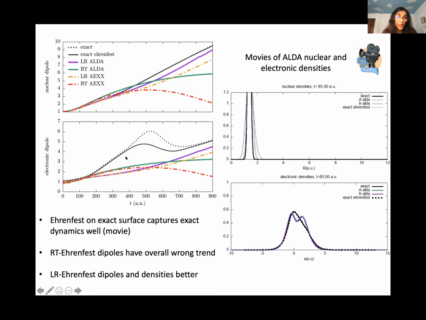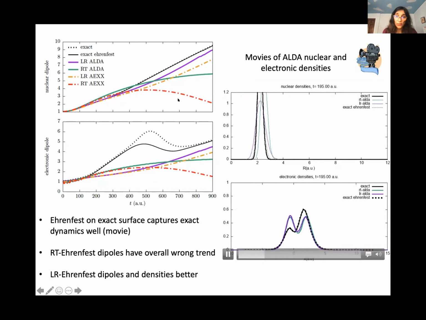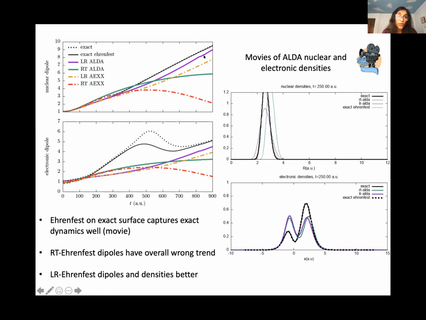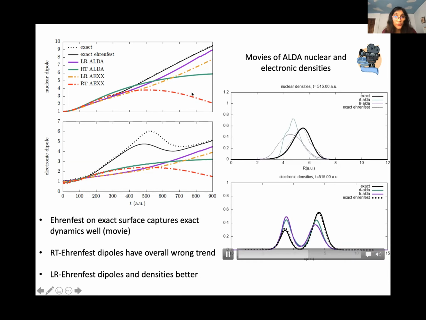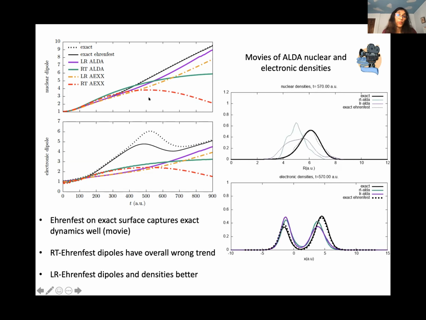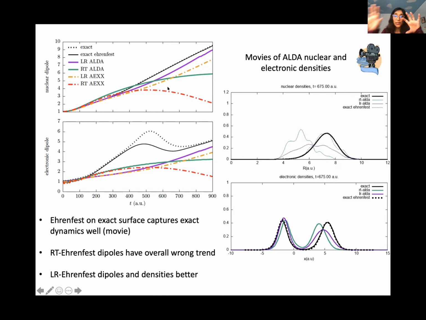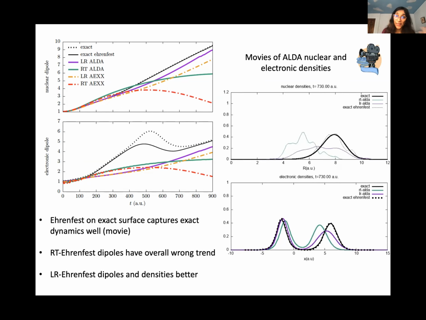Firstly, the Ehrenfest approximation itself compared to the exact gives very good nuclear dipoles and nuclear densities. And you see that if just looking at the colors, the purple and the yellow clearly have the same trend. These are the linear response calculations, while the green and the red have completely different trend. They curve downwards, and those are the real-time calculations. So again, same kind of dynamics, but done in two different ways. And again, the linear response way of doing it wins out, right?